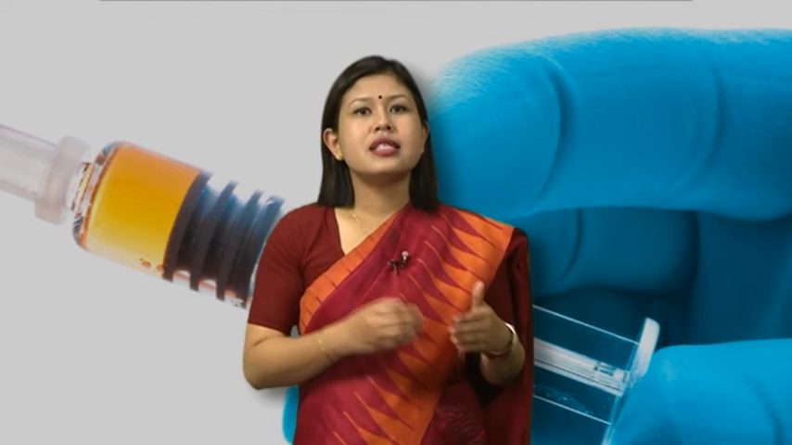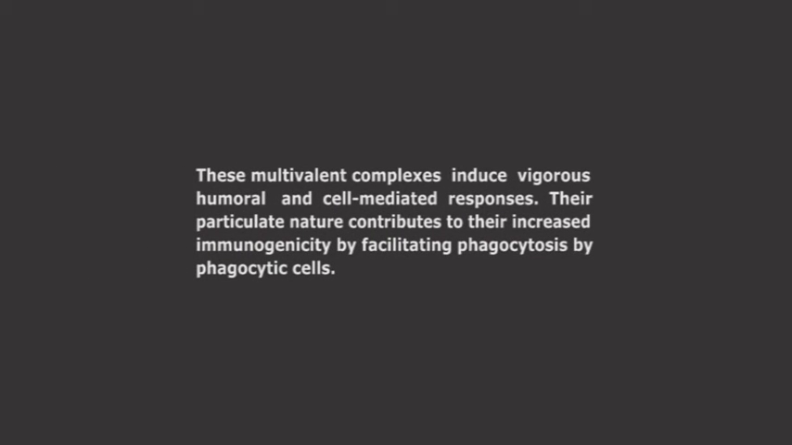matrices and then saturating the antibody with the desired antigen. By attaching different monoclonal antibodies to the solid matrix, it is possible to bind a mixture of peptides or proteins composing immunodominant epitopes for both T cells and B cells to the solid matrix. These multivalent complexes induce vigorous humoral and cell-mediated responses. Their particulate nature contributes to their increased immunogenicity by facilitating phagocytosis by phagocytic cells.